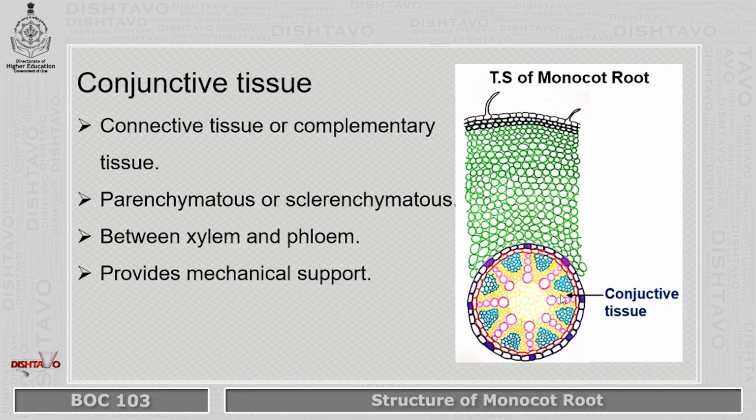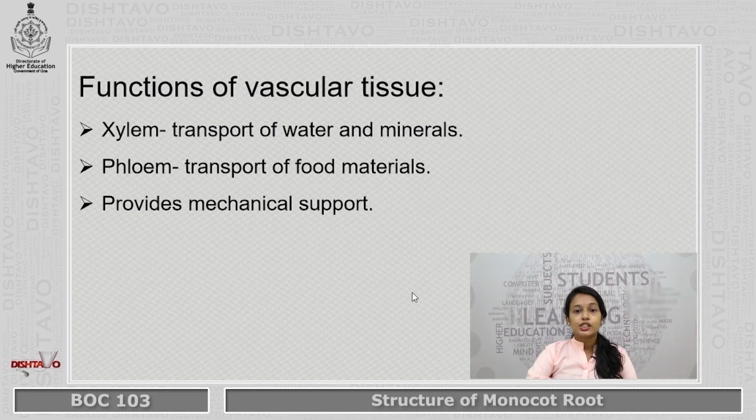In between the xylem and phloem there is a tissue present called as conjunctive tissue. It is also called as connective tissue or complementary tissue. It is either parenchymatous or sclerenchymatous. It provides mechanical support to the root. Functions of vascular tissue: xylem helps in transport of water and minerals, phloem helps in transport of food material. Vascular bundles also provide mechanical support.